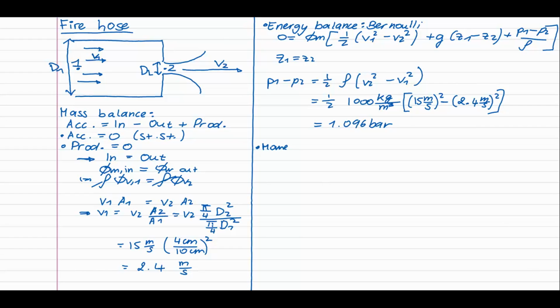In order to find the force that the flange exercises on the water, we will set up a momentum balance in the x direction. This has the form of the derivative of the momentum, so mv, with respect to time, equals the mass flow times the velocity at the entrance minus the mass flow times the velocity at the exit, plus the sum of all forces.